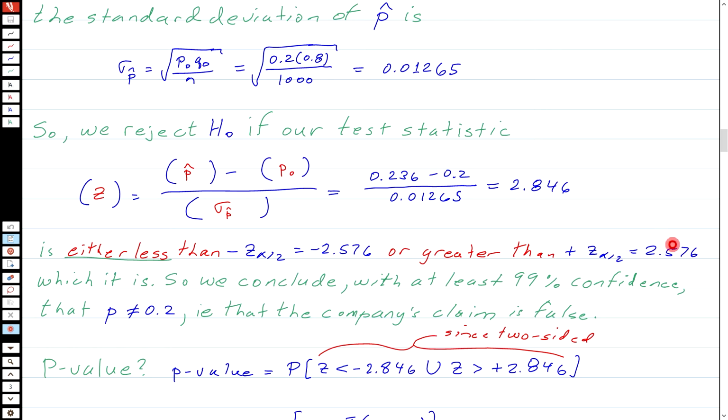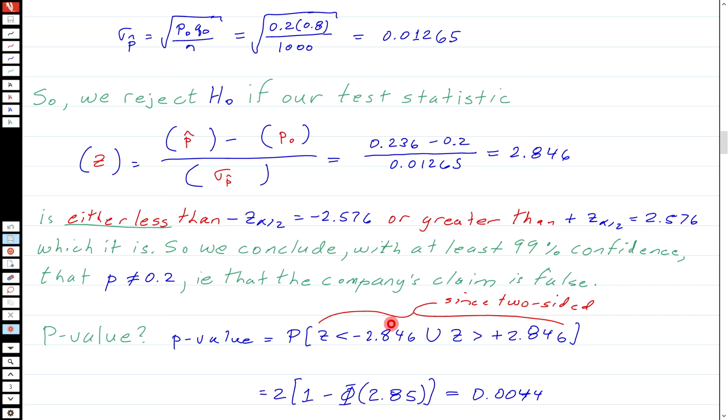We see that this is bigger than this, so we conclude with at least 99% confidence that p is not equal to 0.2, i.e. the company's claim is false. For the p-value, we have to look in both directions.